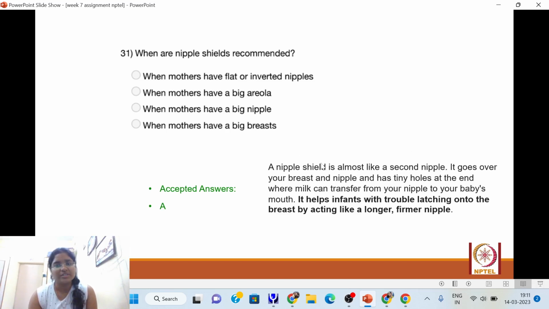So, what is a nipple shield? It is almost like a second nipple. It goes over your breast and nipple and has tiny holes in it so that the milk can be transferred from the nipple to your baby's mouth, and it helps infants with trouble latching onto the breast by acting like a longer, firmer nipple, right?